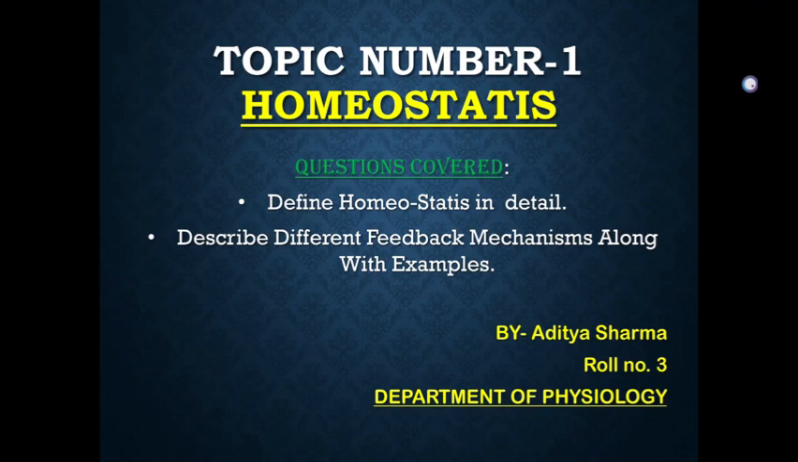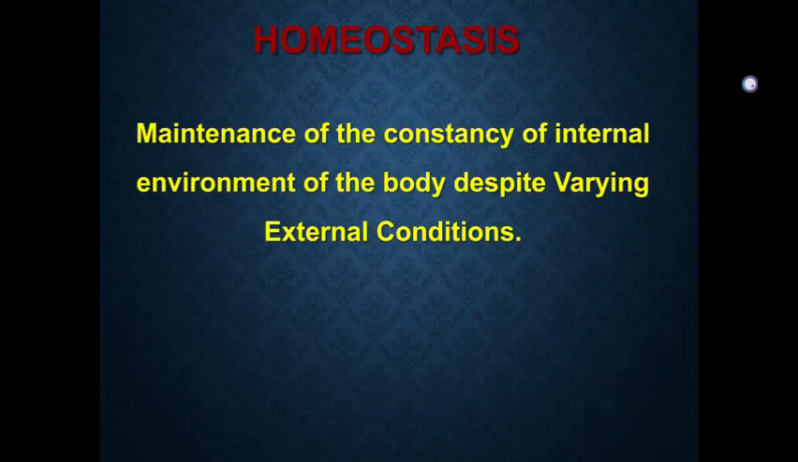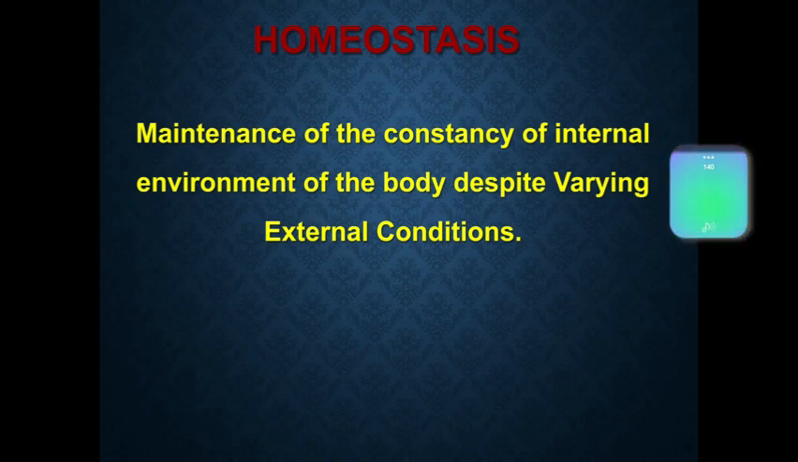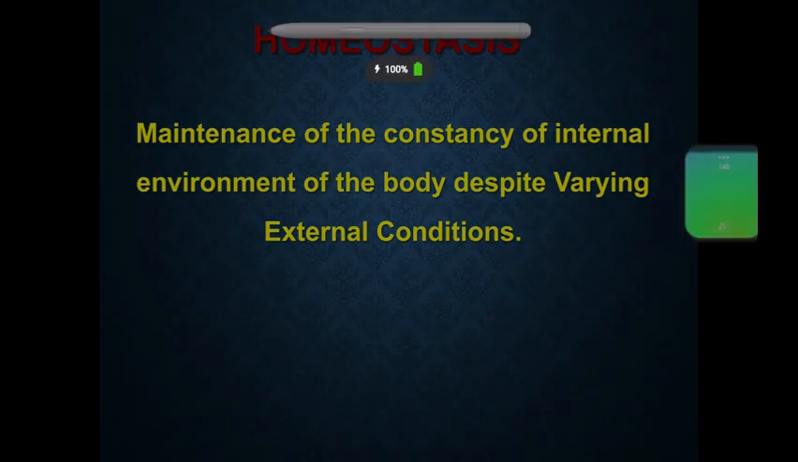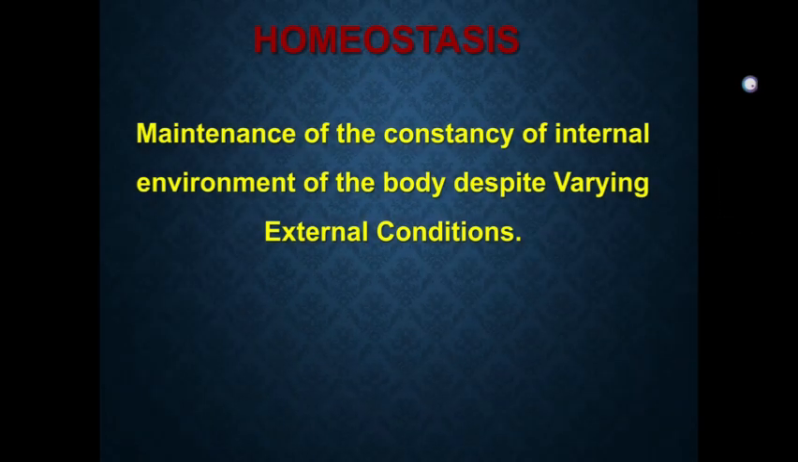This is topic number 1. The questions covered in this topic are: define homeostasis in detail, and describe different feedback mechanisms along with their examples. So, what is homeostasis? Homeostasis can be defined as maintenance of the constancy of the internal environment of the body despite varying external conditions.